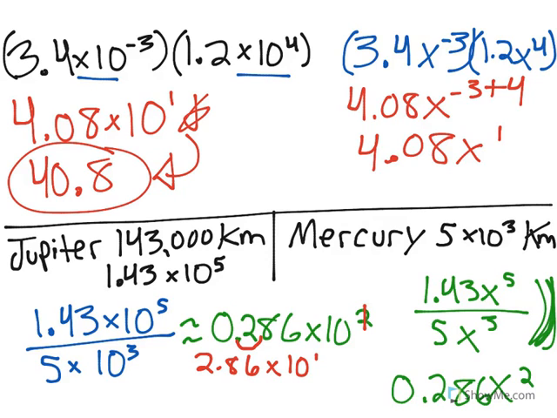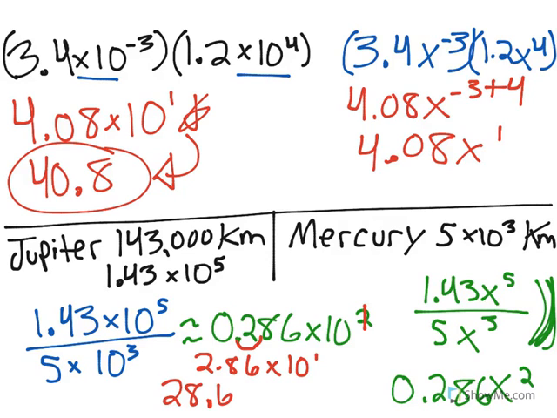That's how many times bigger it is. Maybe that doesn't quite make sense, and like we did in that last example, 10 to the first power is not a big deal, so let's go ahead and actually do that. And that's going to give us 28.6. So that's going to tell us Jupiter is 28.6 times larger than Mercury.